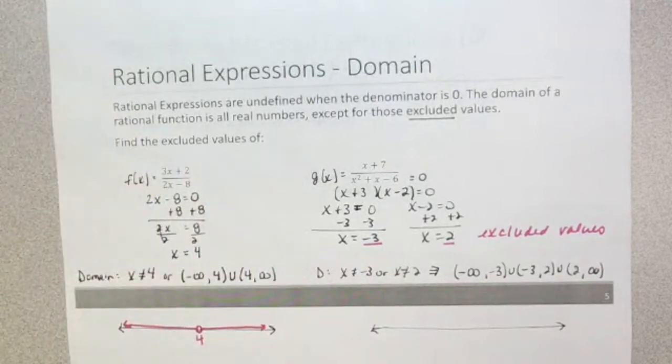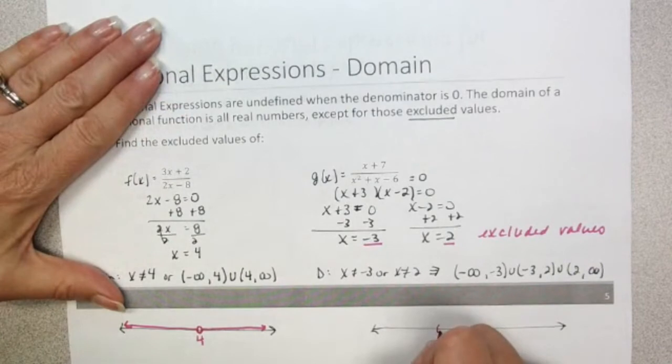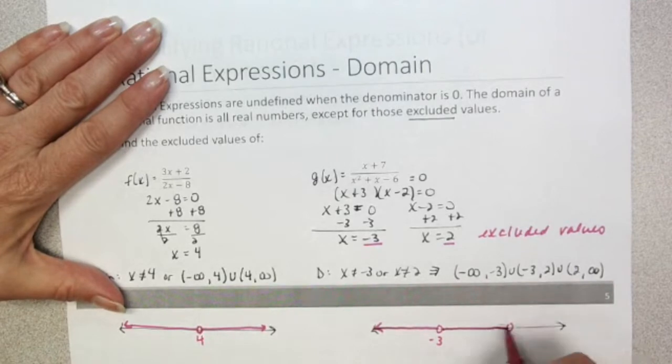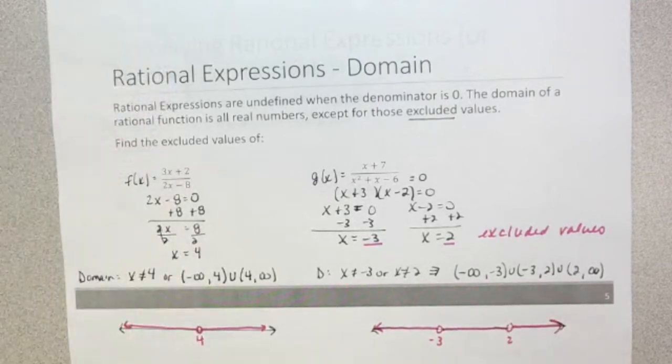On the number line, if we were graphing that, it would look like this. Let's say that negative 3 is here, and 2 is here. We want all the values smaller than negative 3, but not negative 3. We want all the values between negative 3 and 2, but not negative 3 or 2, and then all the values greater than 2.